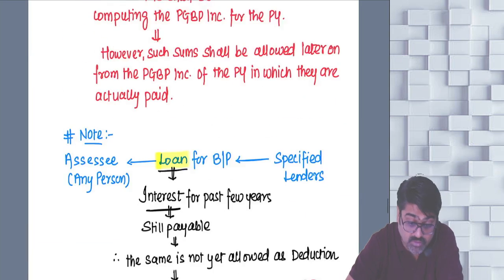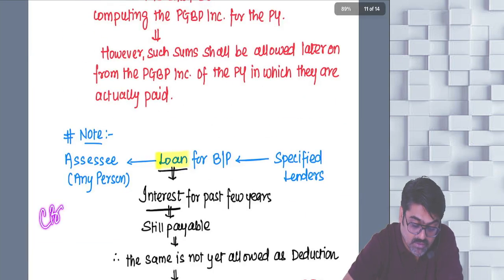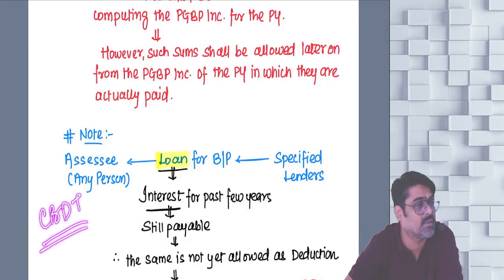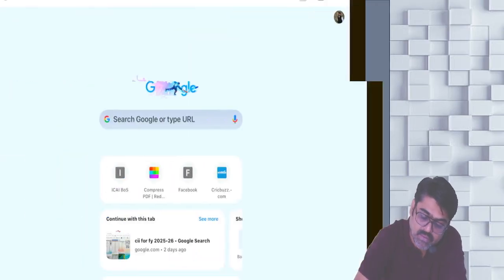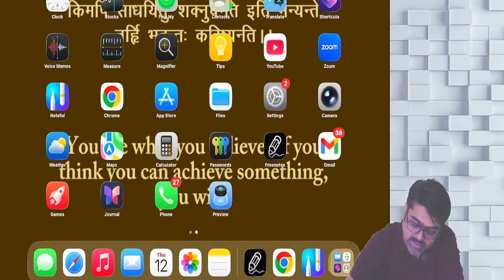Understood? So this is an important point. This is a CBDT clarification, circular. Done? Next one. Now see, the assessee is giving a bank guarantee. Can you give a bank guarantee?